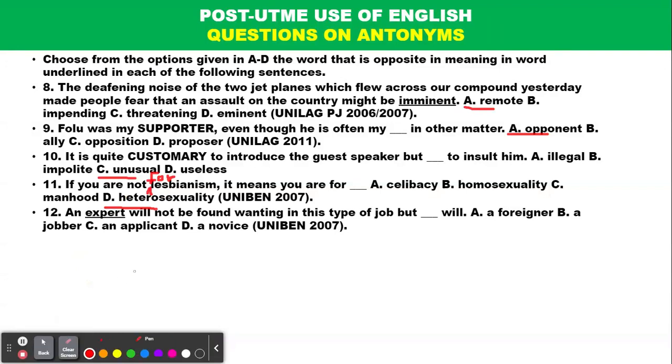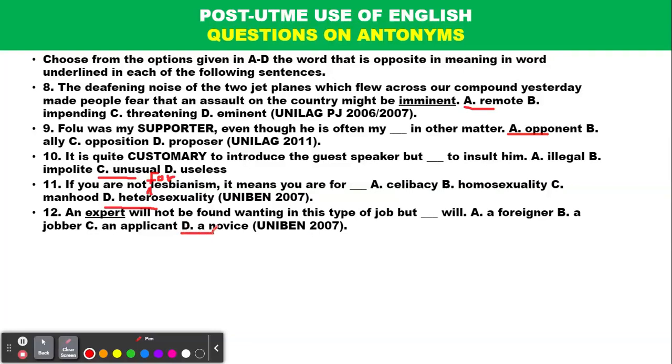An expert will not be found wanting in this type of job, but dash will. Of course, the underlying word is expert. An expert is somebody who knows how to do something very well, is experienced in it, is perfect in it. Then let's look for the opposite. A, a foreigner. B, a jobber. C, an applicant. D, a novice. The correct option is a novice.